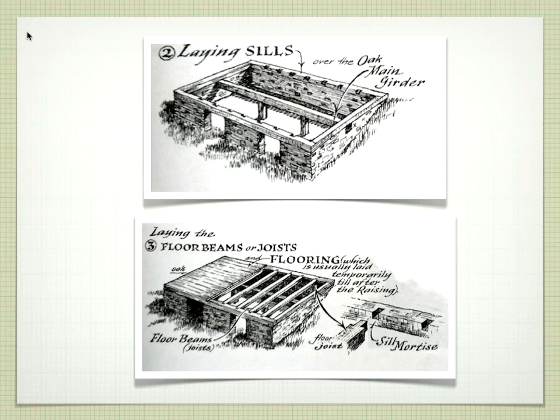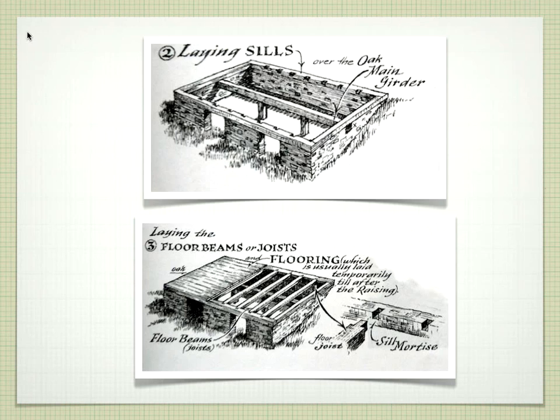Okay, so we put those floor beams in place, and you can see this here. We have a sill mortise, which is that notch cut out of the sill. And we've got the tenon that goes inside the mortise. You get mortise and tenon joinery. So there's our tenon, there's our mortise. That's going to fit inside and slide into place.